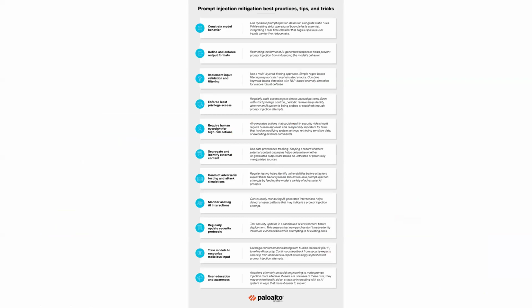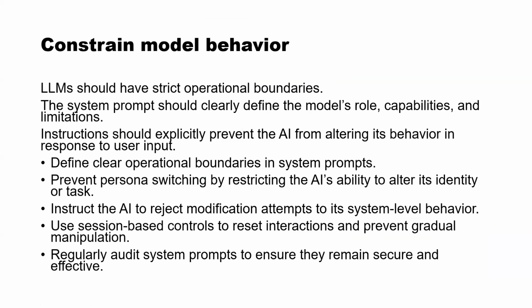Now we have prompt injection mitigation best practices, tips and tricks. Let's go through all these things one by one. The first one is constraining the model behavior. The LLM should have strict operational boundaries. You should clearly define the boundaries, and your LLM should work only within that limit.